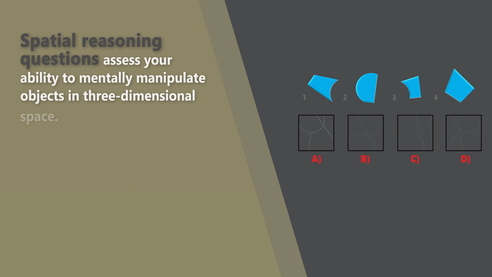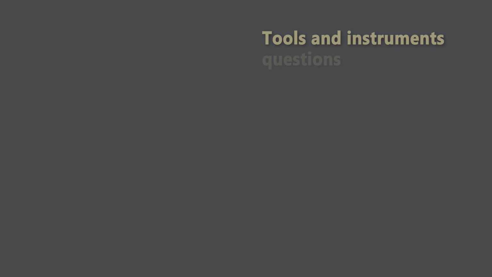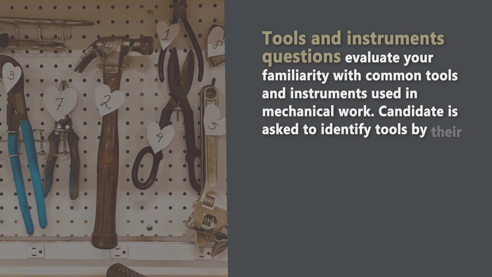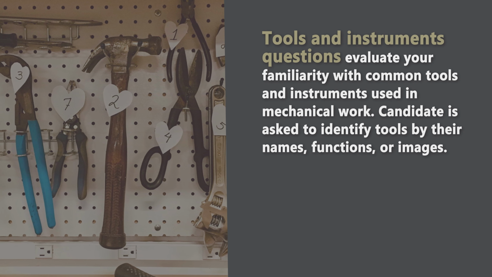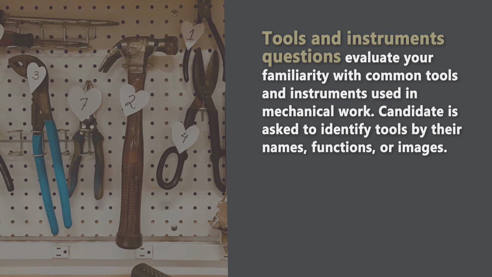Spatial reasoning questions assess your ability to mentally manipulate objects in three-dimensional space. Candidate is asked to visualize how parts fit together, identify patterns, or rotate the objects in your mind. Tools and instrument questions evaluate your familiarity with common tool and instruments used in mechanical work. Candidate is asked to identify tool by names, functions, or images.